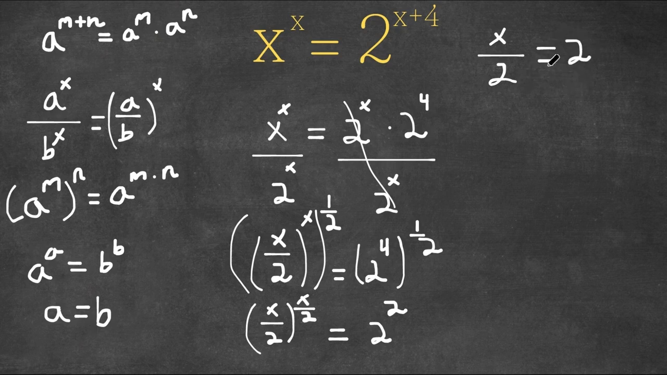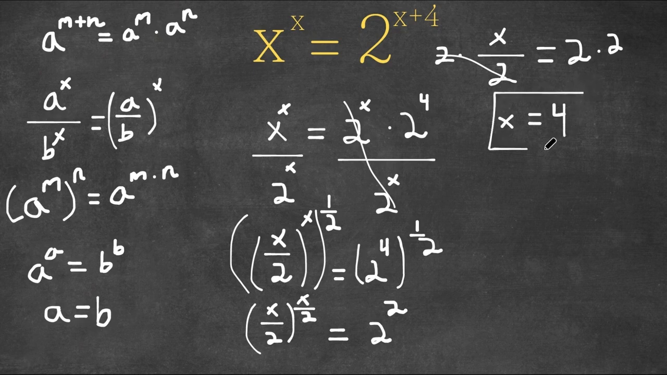Now, as you can see, we have a simple equation. We simply multiply both sides by 2. These two get canceled out, and we would have x is equal to 2 times 2, which is 4. So 4 is our answer.